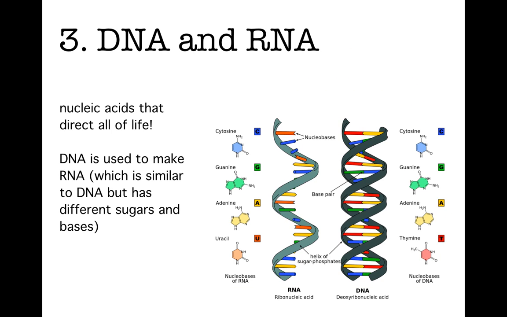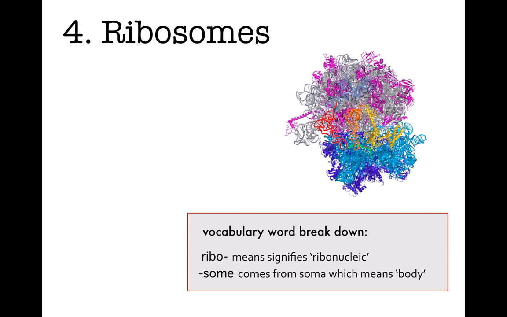The third thing all cells need is DNA and RNA, nucleic acids that direct all of life. DNA is used to make RNA, which is similar to DNA but has different sugars and bases. We'll talk a lot about DNA next semester. The last thing they need are ribosomes.